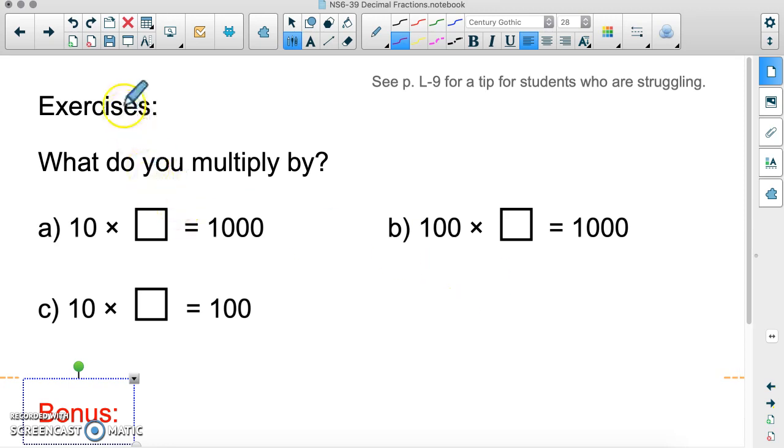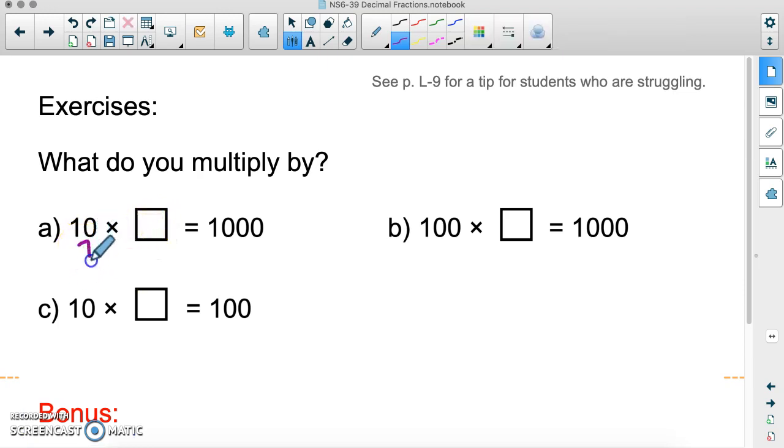So I'm going to teach you a trick on these exercises here. So 10 times what is equal to 1,000? Well, if you're struggling coming up with what this number is, you're going to count your zeros. So you have 1 zero here, and then you have 3 zeros in your answer. So how many zeros do you need here to get to 3? Well, if you have 1 zero already, you need 2 more zeros. So you know that 10 times 100 is going to give you 1,000.